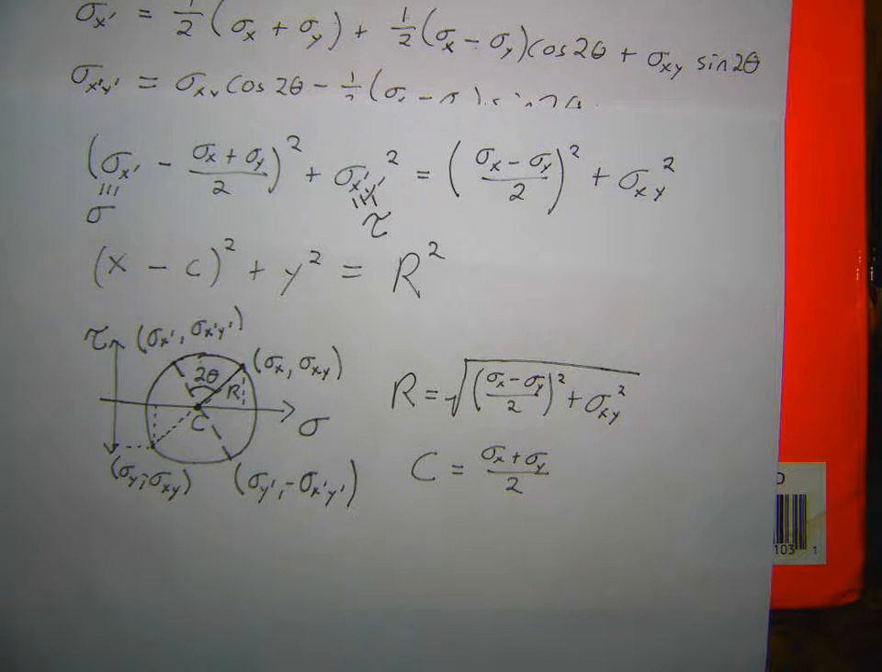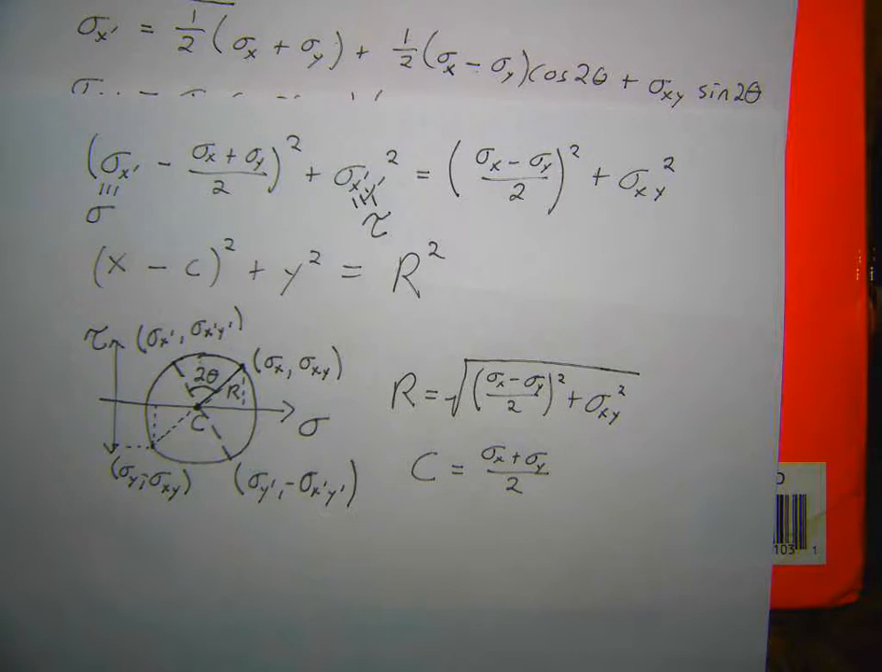You look at the circle, and there are a few points: one at the top, where the tau will be max, one at the bottom, and one where the tau will be zero. Those are considered principal stresses.